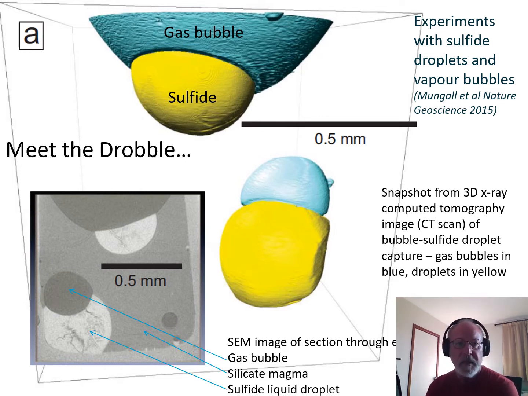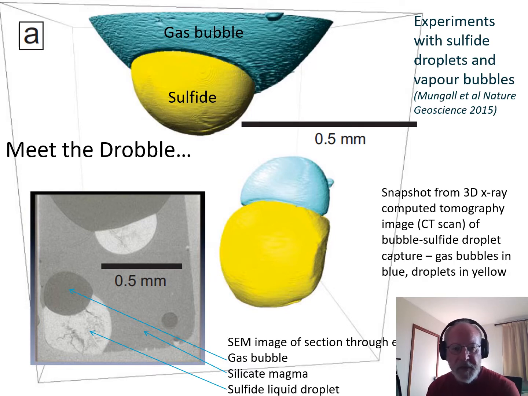Well, this is where I'm going to introduce you to the concept of the drobble. And this is going back to some experimental work which was done quite a few years ago now by our colleague now at Carleton University, Jim Mungall. And Jim had been doing lots of experiments on sulfide liquids, looking at the geochemistry of sulfide liquids mostly.